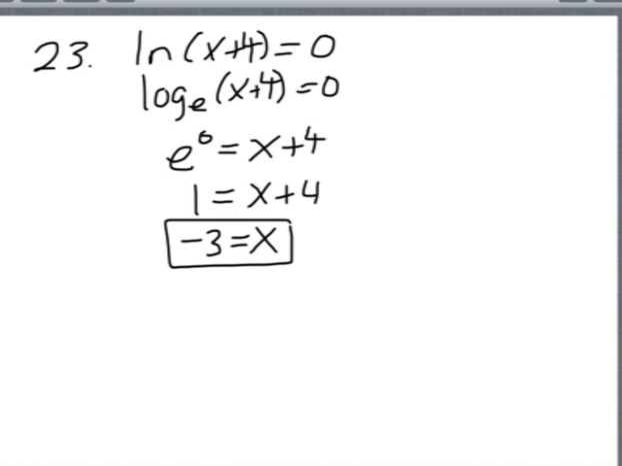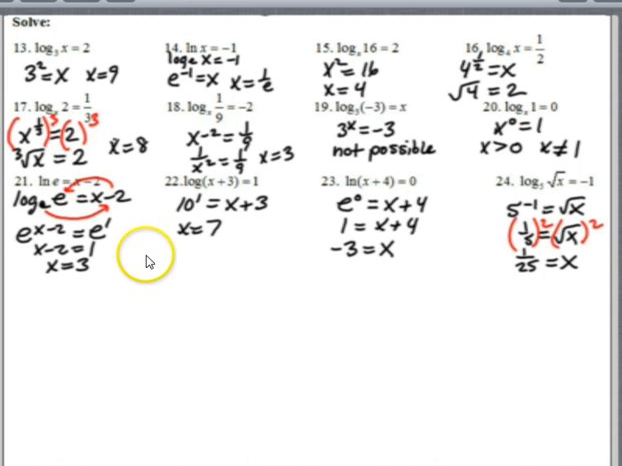Okay, finish the problems in that section. Pause the video. Right now, finish the problems in that second section and then check your answer. Okay, the answer to number 13 is 9. 14, 1 over e, we did that. 15 is 4. 16 is 2.